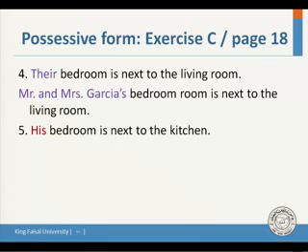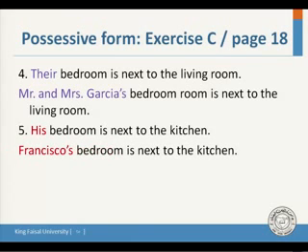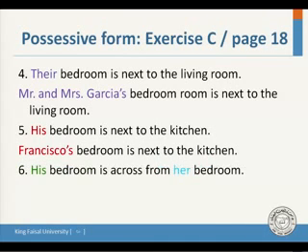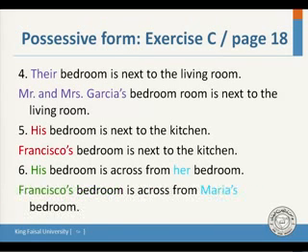Sentence 5. His bedroom is next to the kitchen. His. We are talking about a boy or a man. We are talking about Francisco. Francisco's bedroom is next to the kitchen. And one more example. His bedroom is across from her bedroom. His and her. Francisco and Maria. Francisco's bedroom is across from Maria's bedroom.